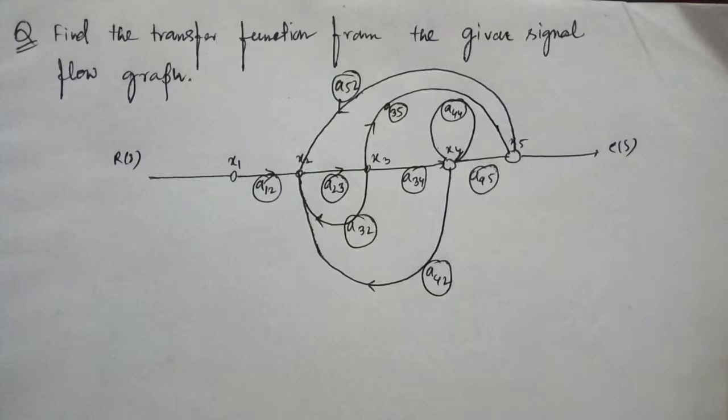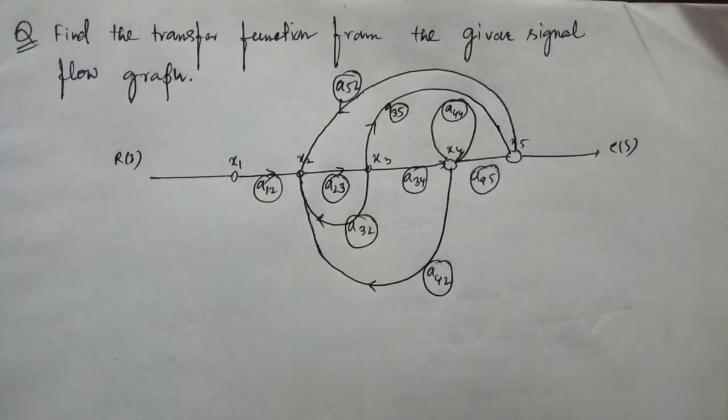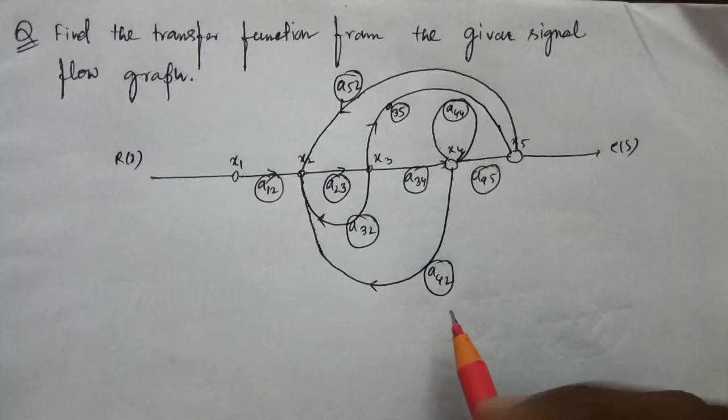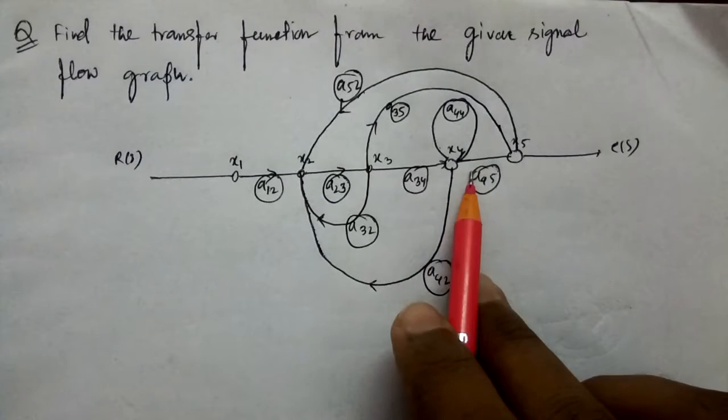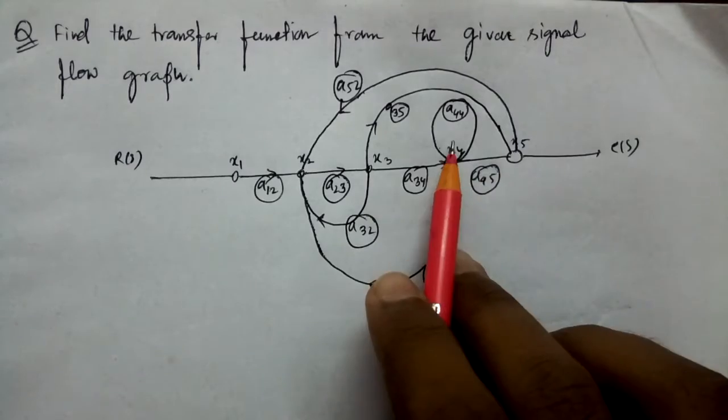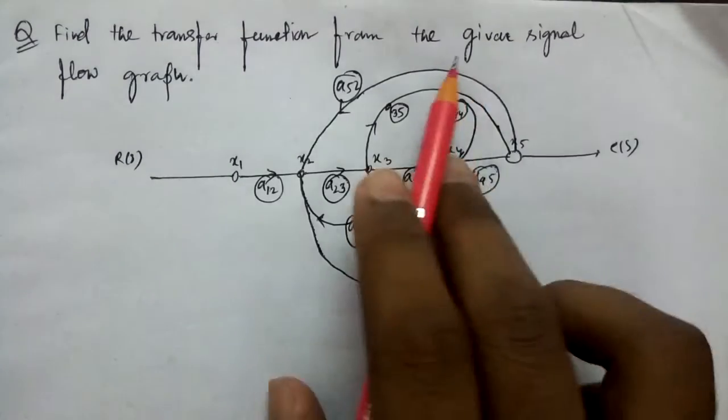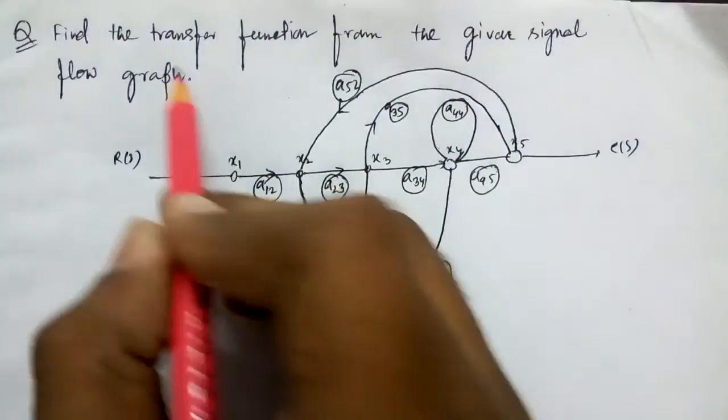Hello friends, today we are going to discuss the first type of problem which comes from signal flow graph problems. The first type is the normal type, which actually does not come in the exams. A signal flow graph is given, and from that signal flow graph we have to find out the transfer function.